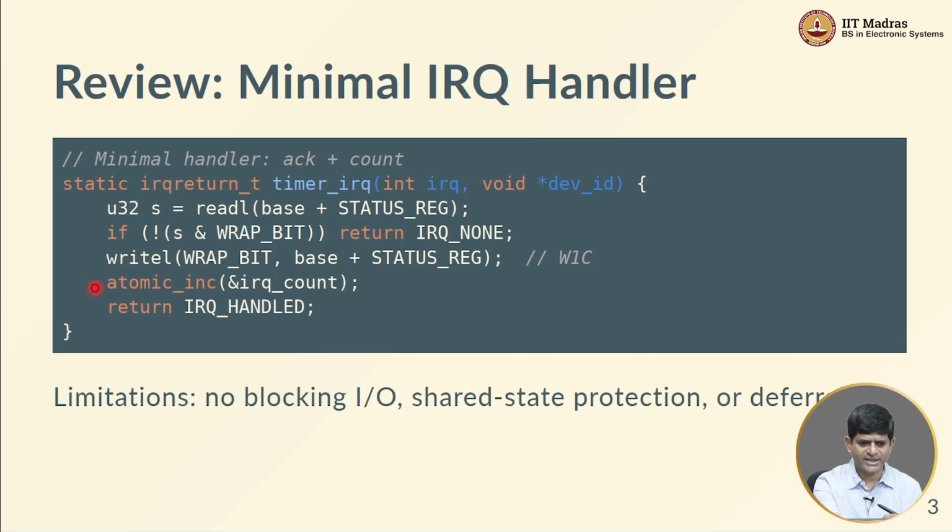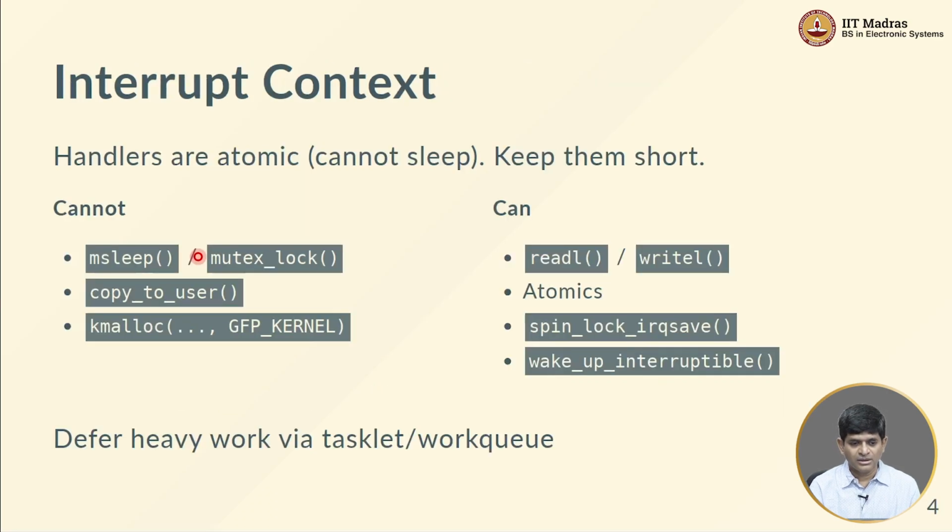So this is, as you can see, a minimal interrupt handler. The only kind of IO that you have is readl and writel. You have atomic operations for incrementing counters, all that is fine, right? Checking very basic kinds of instructions, all of these are okay. Anything more complicated, you try and avoid as much as possible inside the IRQ handler. So this is the crucial point that you need to keep in mind.